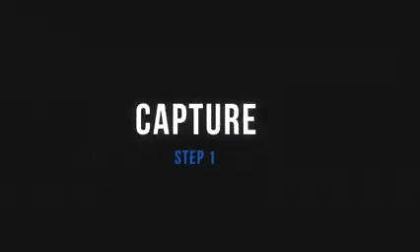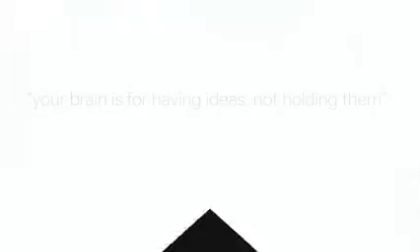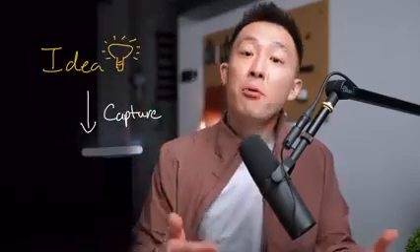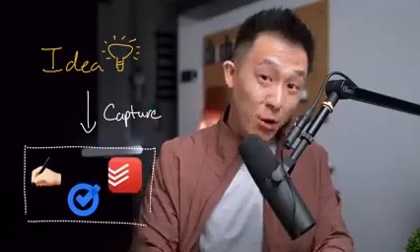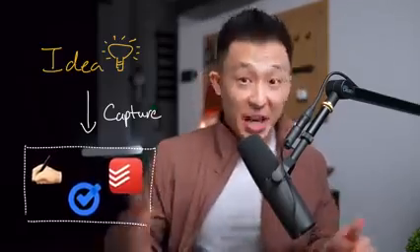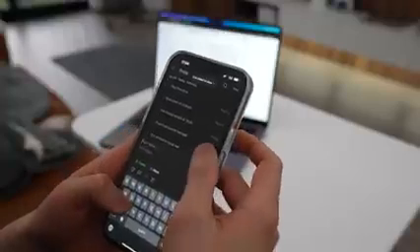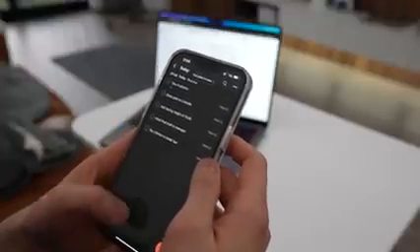Step 1, capture. If you clicked on this video, you're probably familiar with David Allen's famous quote, "Your brain is for having ideas, not holding them." So you should do whatever you can to minimize the friction between point A, having the idea in your head, and point B, writing that idea down. I want to emphasize, the app itself does not matter. I use a free version of Todoist because it has a very responsive widget. I literally just click the plus icon on my home screen and I can input the idea or task in less than 10 seconds. And that's all I use Todoist for.